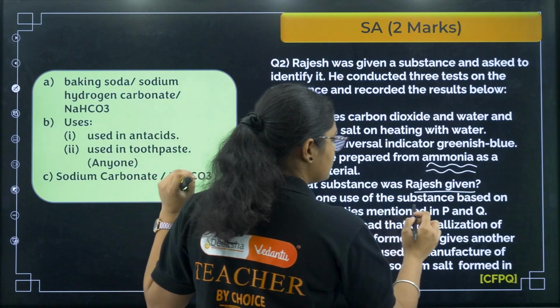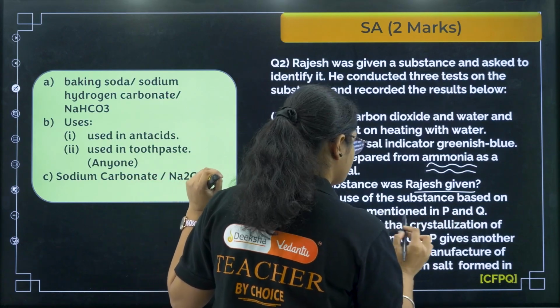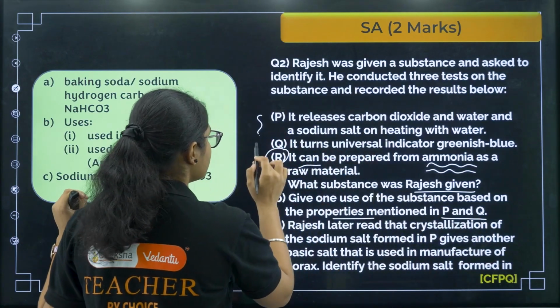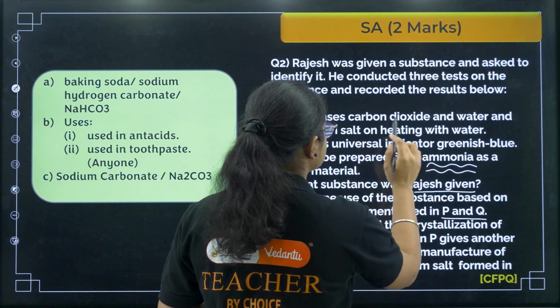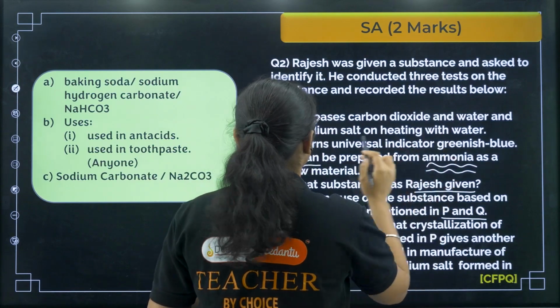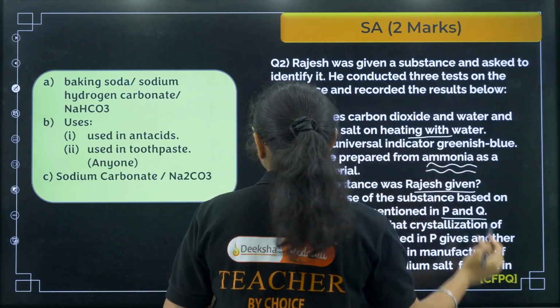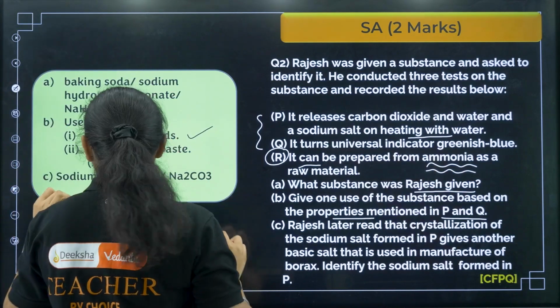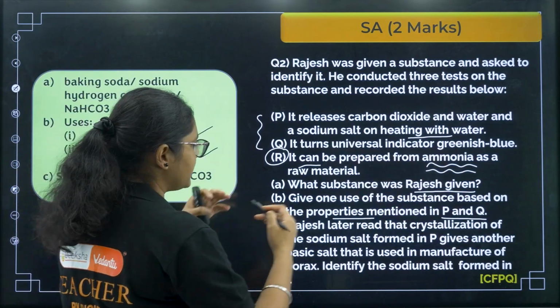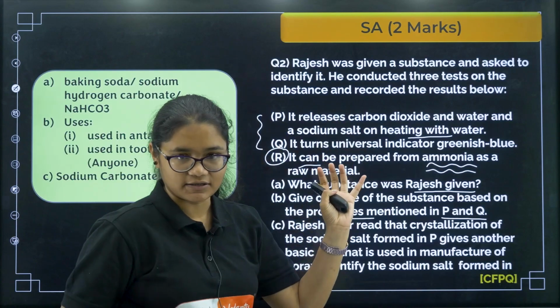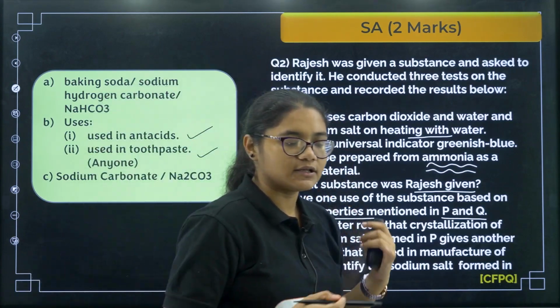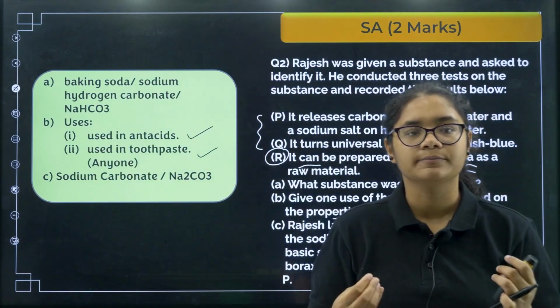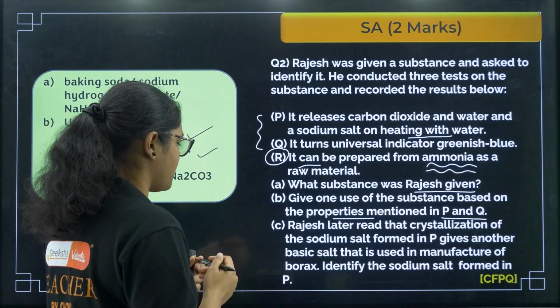Next, give one use of this substance based on the properties mentioned in P and Q. What is mentioned in P and Q? It releases carbon dioxide and water and the sodium salt on heating. So its use can be as an antacid, or it can be used in toothpaste. So we are generally talking about its basic nature, right? As a base it is used in these two ways.